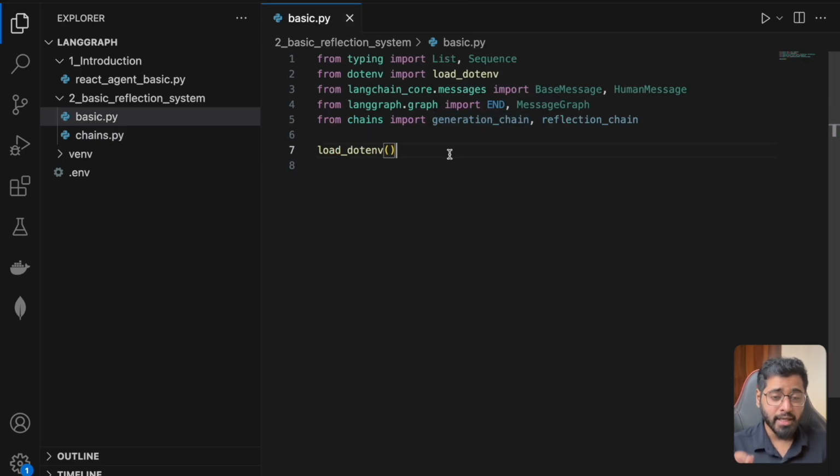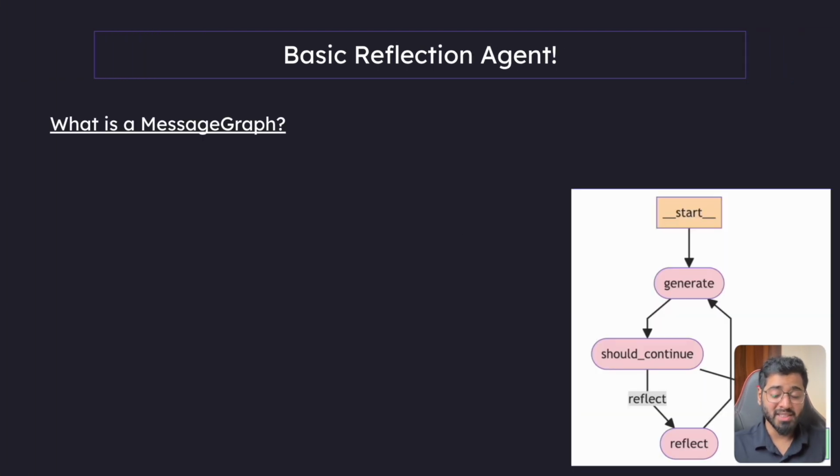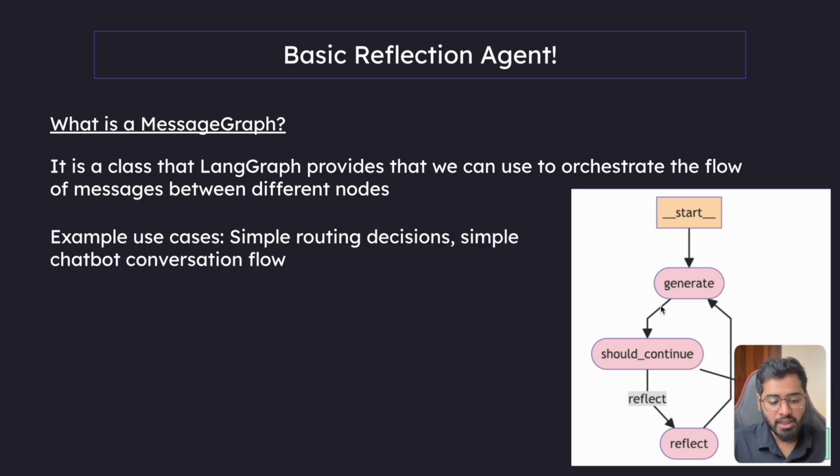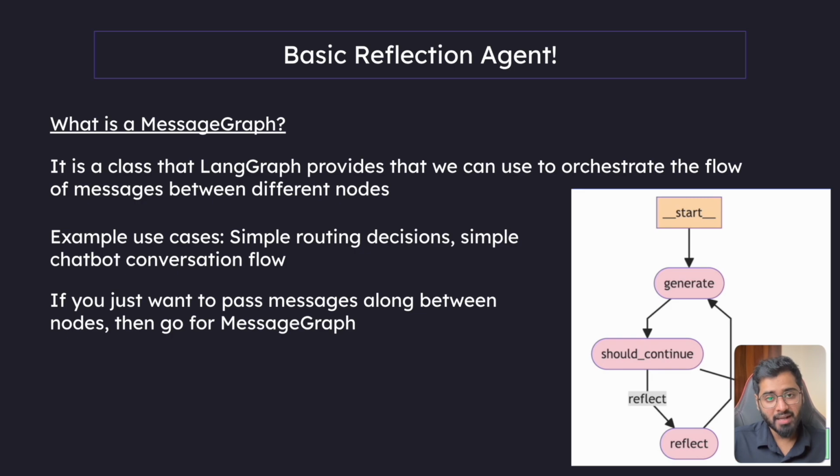So let us quickly take a detour and really understand what this message graph is all about so that we can confidently proceed forward with the rest of the code. So let us see what a message graph is. It is a class that LangGraph provides that we can use to orchestrate the flow of messages between different nodes. So this graph that you see right here is going to be a message graph that we are going to be using. The example use cases are simple routing decisions and simple chatbot conversation flow. And what we are doing is something very basic, so we are going to go with the message graph. If you just want to pass messages along between nodes, then go for message graph. Okay, so we will look at what this means in a few minutes.